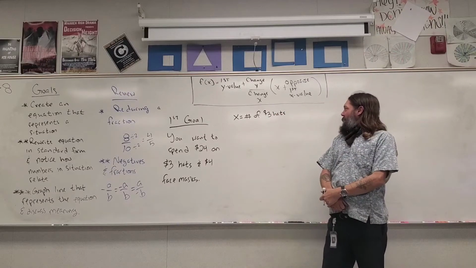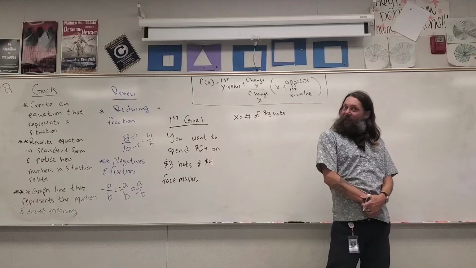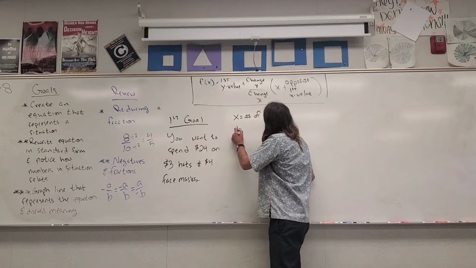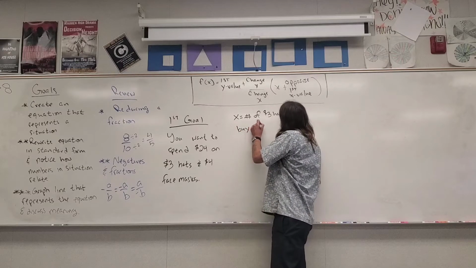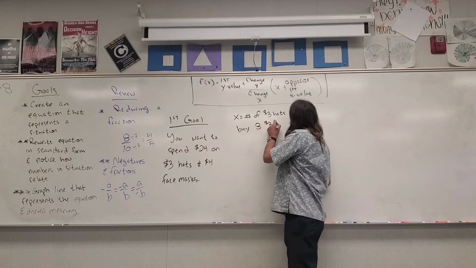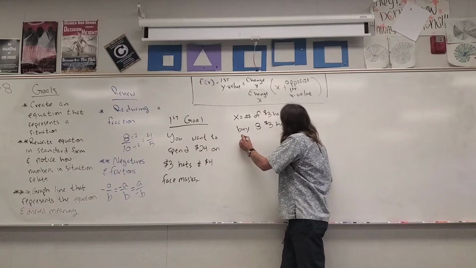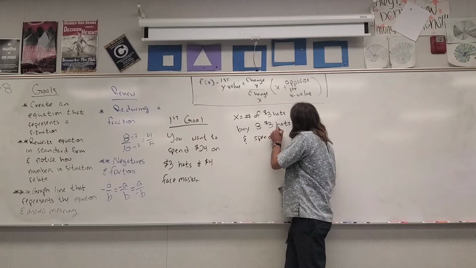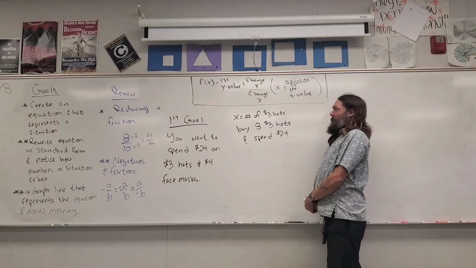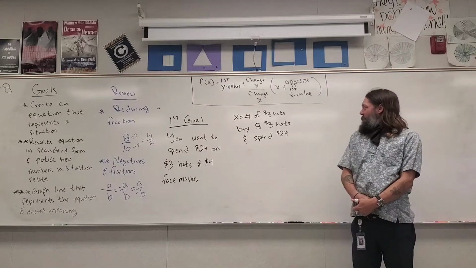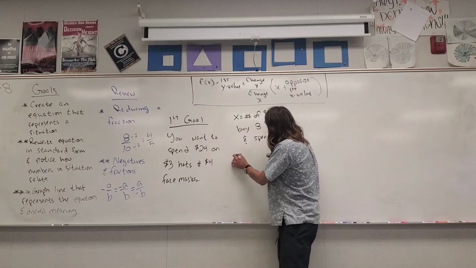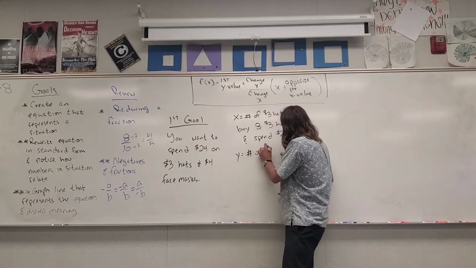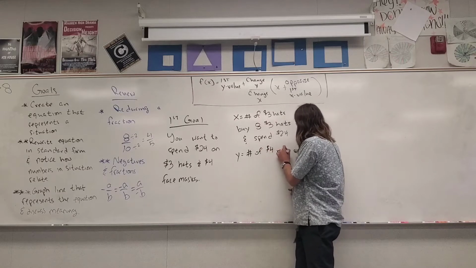If X is the number of $3 hats, that means that I can buy 8 of them and spend $24. Now, if X is the number of $3 hats, then Y is going to be the number of $4 masks.